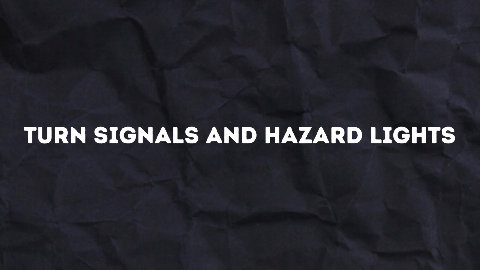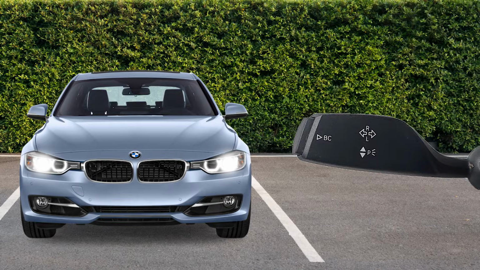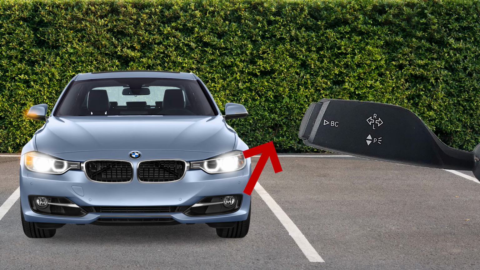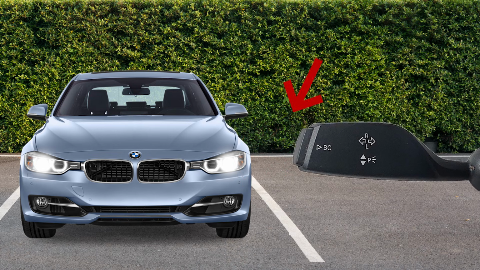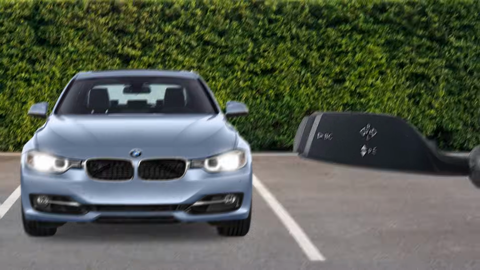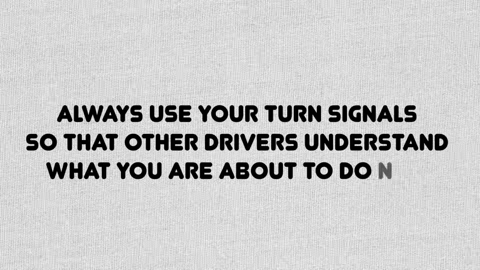Turn signals and hazard lights. Turn signals are activated by moving the switch up or down. Up is a right turn. Down is a left turn. After turning, they usually turn off automatically. Always use your turn signals so that other drivers understand what you are about to do next.